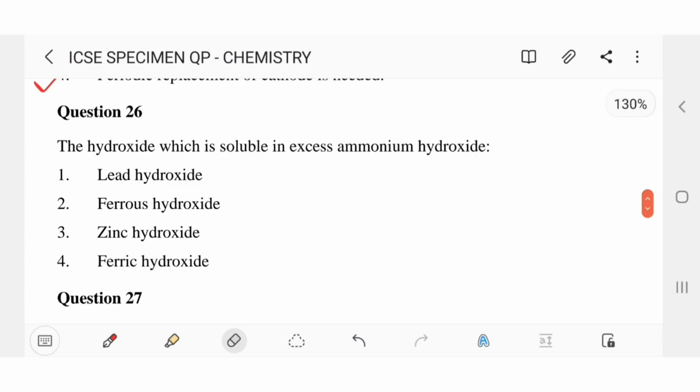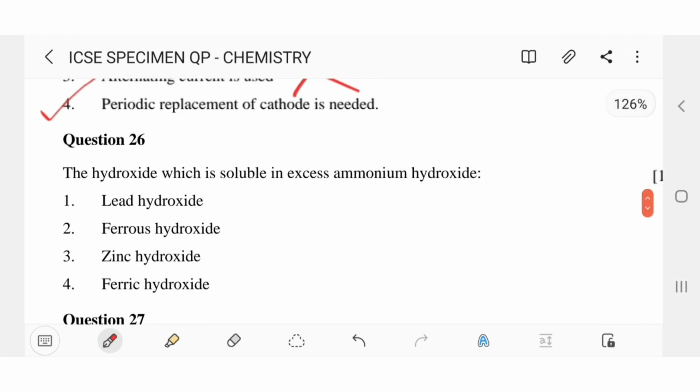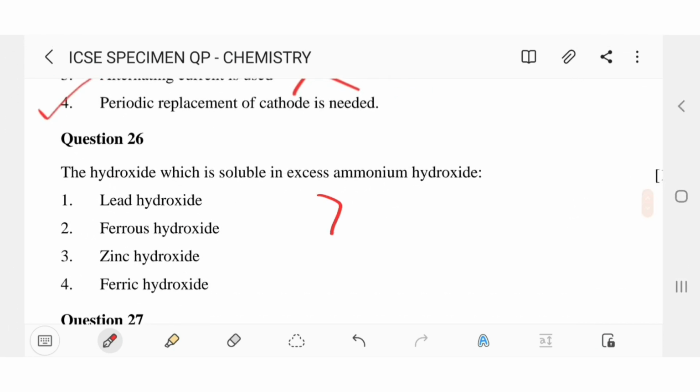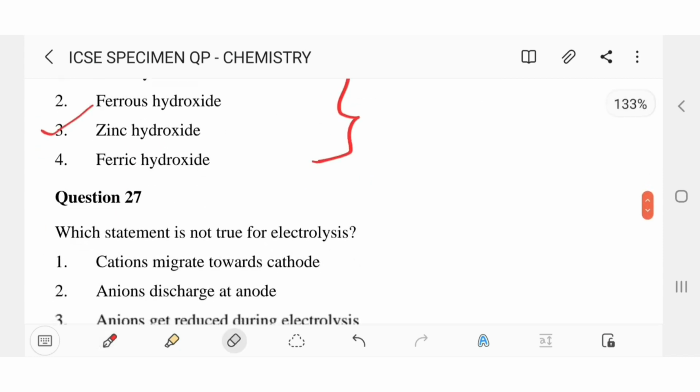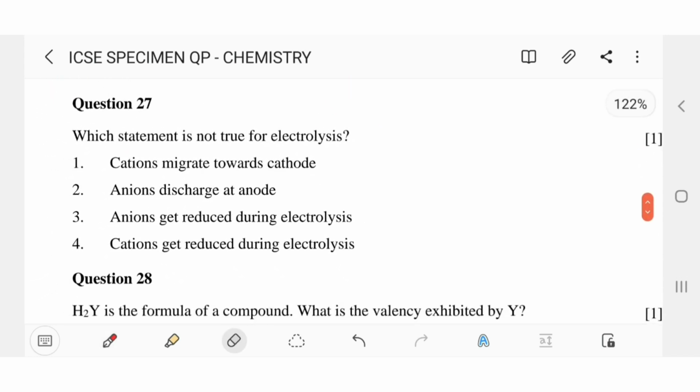The hydroxide which is soluble in excess of ammonium hydroxide. Lead hydroxide, ferrous hydroxide, zinc hydroxide, ferric hydroxide. So the correct answer is zinc hydroxide, which is soluble. Now question 27, which statement is not true for electrolysis? First we will strike off the statements which are true, then we will get automatically the statement which is not true, and that will be the correct answer. For A1, first one, cations migrate towards cathode, true. Anions discharge at anode, true.